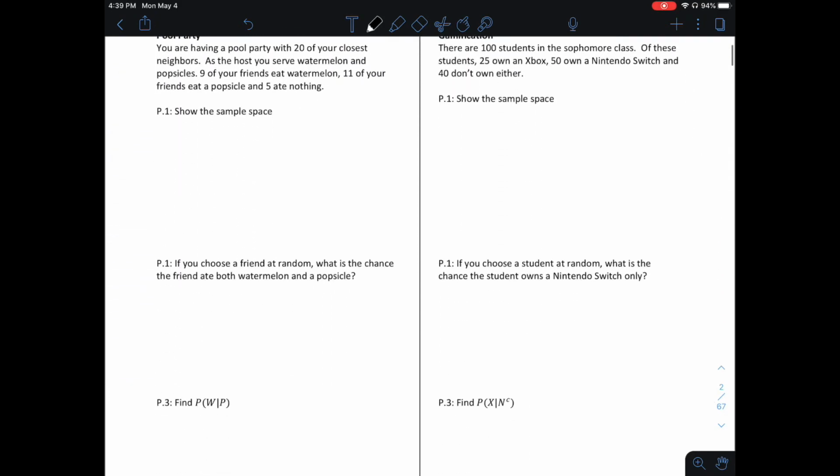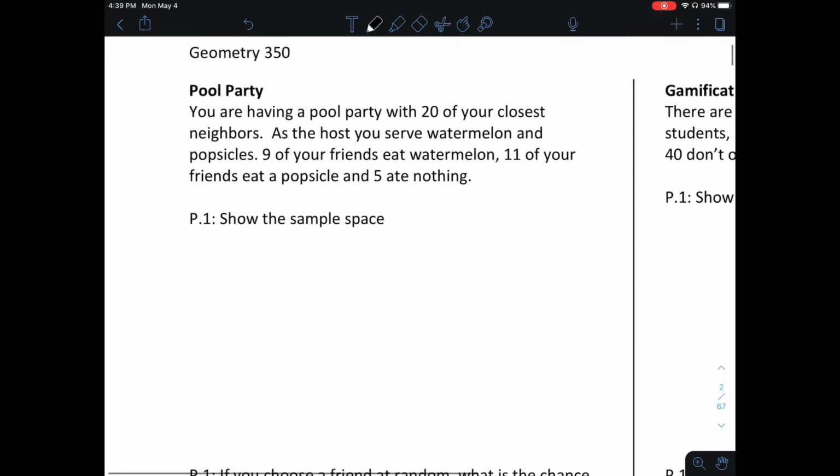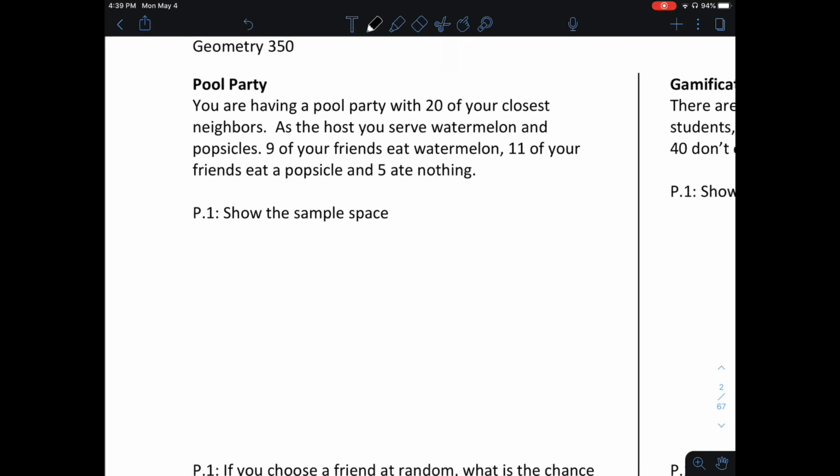If we go to the back page, there's a couple more questions. You're having a pool party. That sounds lovely this time of year. There are 20 of your closest neighbors. As you host, you serve watermelon and popsicles.